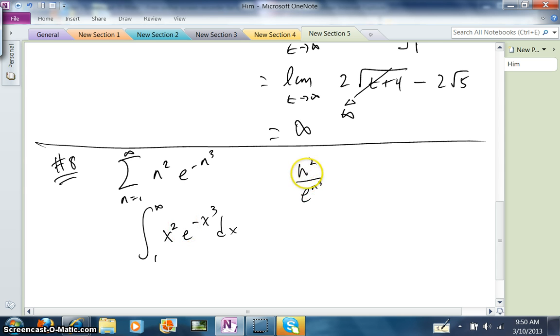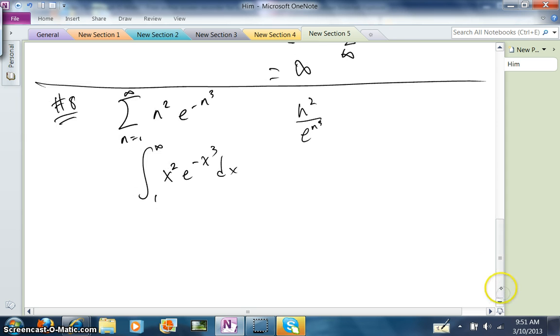Incidentally, when you write it this way, you can kind of believe that it's convergent, because n squared is a parabola, and e to the n cubed is an exponential. And exponentials are much more powerful than quadratics. So this fraction should converge. The sequence certainly goes to 0, but even the sum should, because the denominator dominates. Okay, back to the integral.